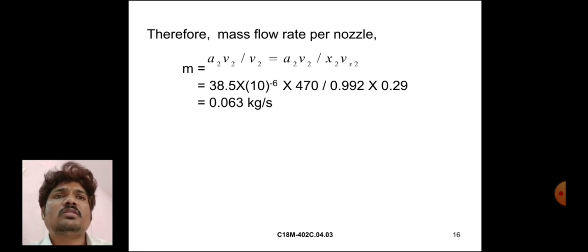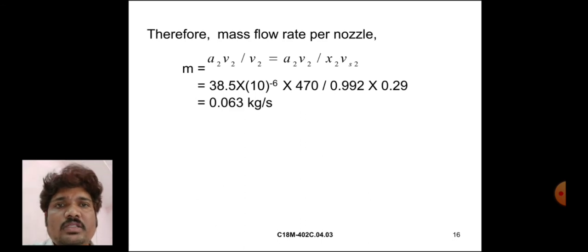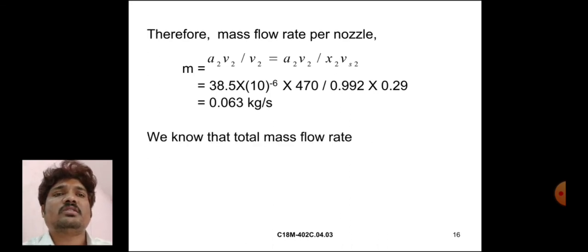In this nozzle, this is 0.063 kg per second. This mass may be flowing through the nozzle per second. For 1 second, this 0.063 kg of mass may be flowing through the nozzle. This is called mass flow rate for nozzle.